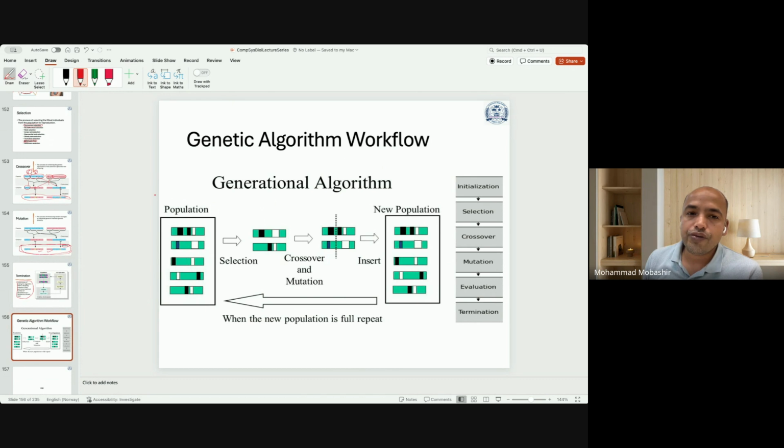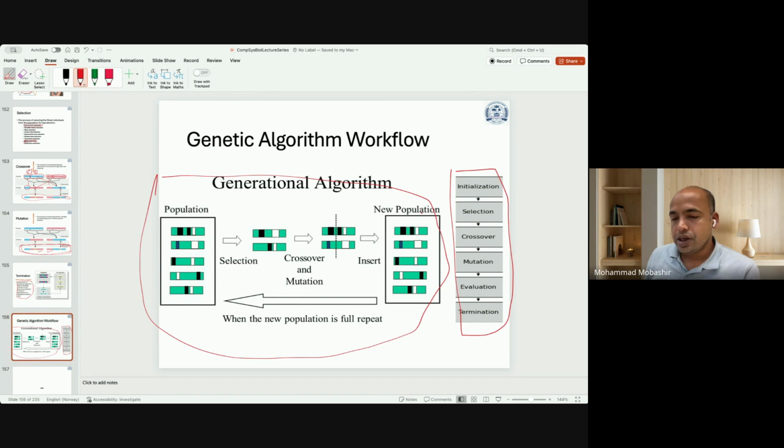Again, this is one way of presenting the genetic algorithm. And this is another way of understanding. So if you want to remember or memorize the steps of genetic algorithm or evolutionary algorithm, you can just say the generation of initial population, selection, crossover, mutation, evaluation, and termination. The same thing you can see in the depicted diagram here.